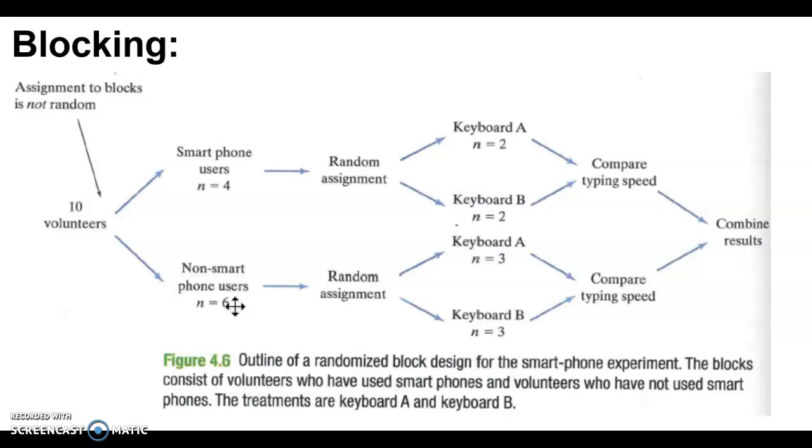So they purposefully divide them. So there's no random assignment here. They take the people with common characteristics and put them together. Then they randomly assign those people to 2 different keyboards. And they randomly assign these people to 2 different keyboards. And then they compare their typing speed. And then they analyze and combine the results.